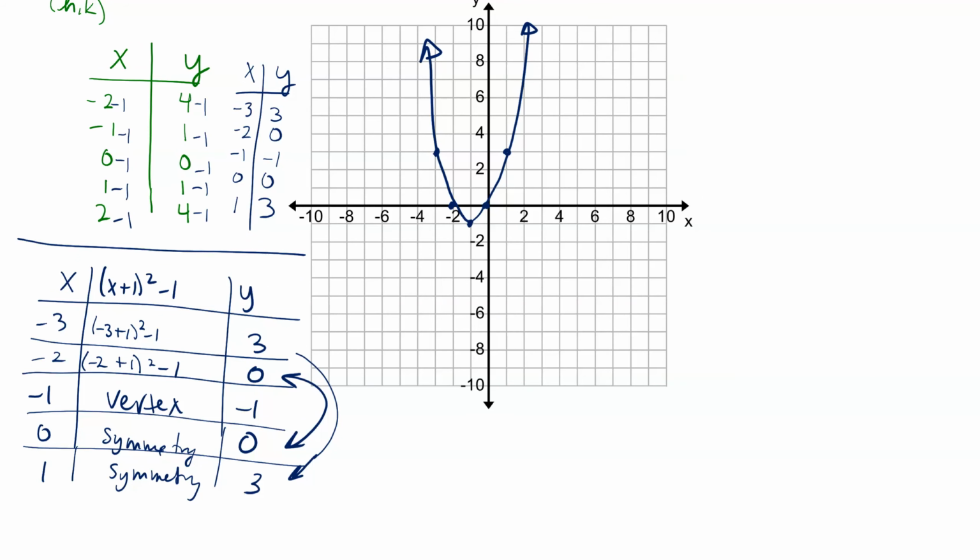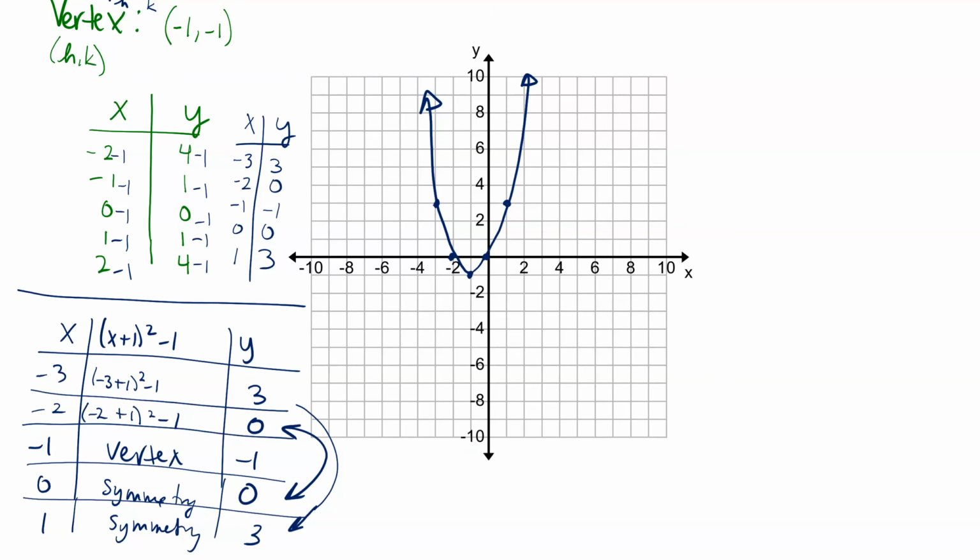Vertex form gives you your vertex, and you can make those 5 slots, the 5 rows, and do it the way we did before. Or you can understand that this is a translation. Everything is shifted left 1, down 1, and you can show it that way up here. Either one should give you the correct graph.